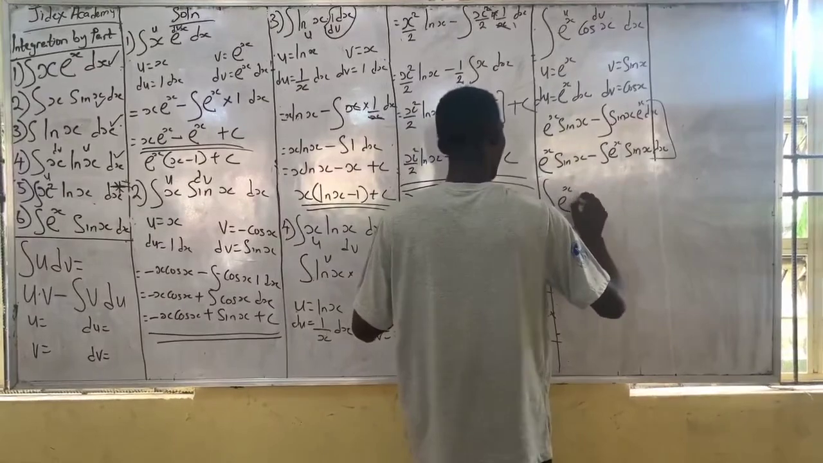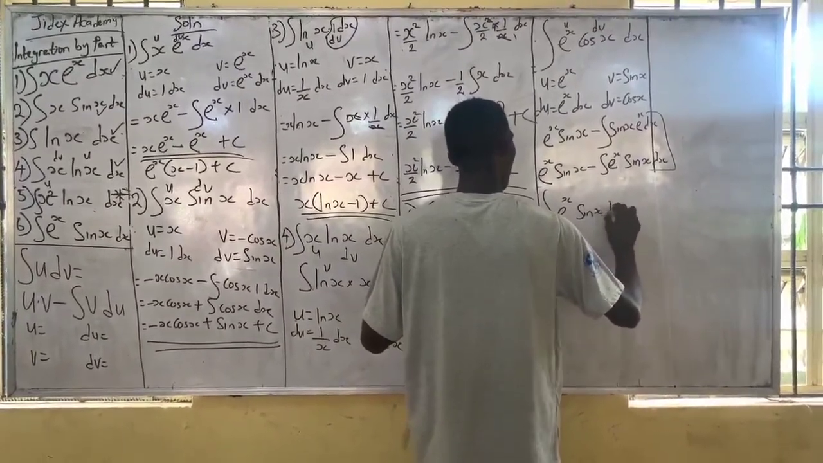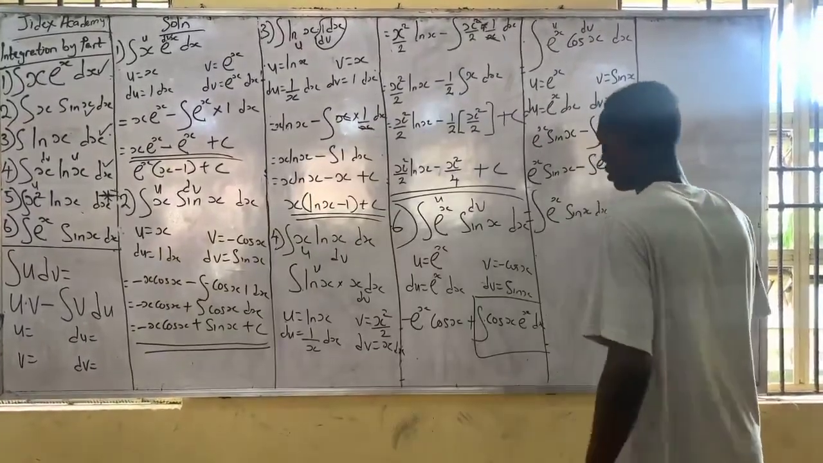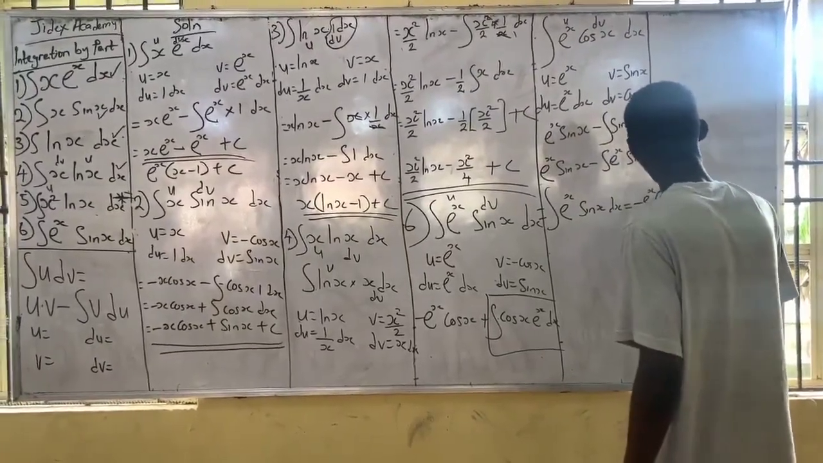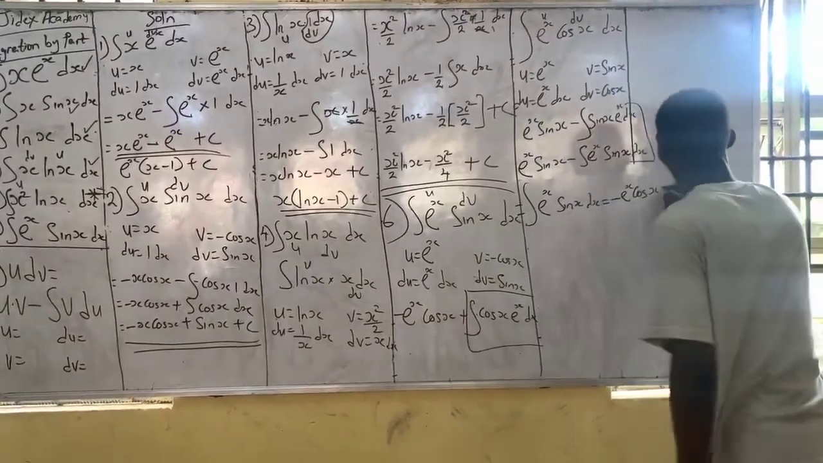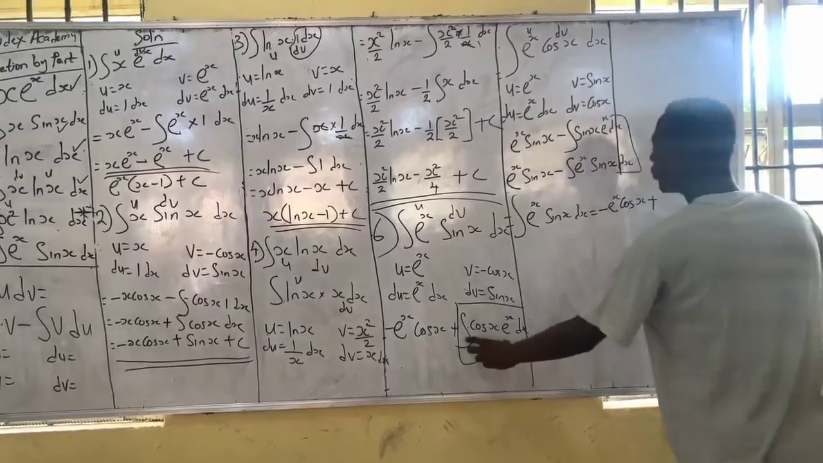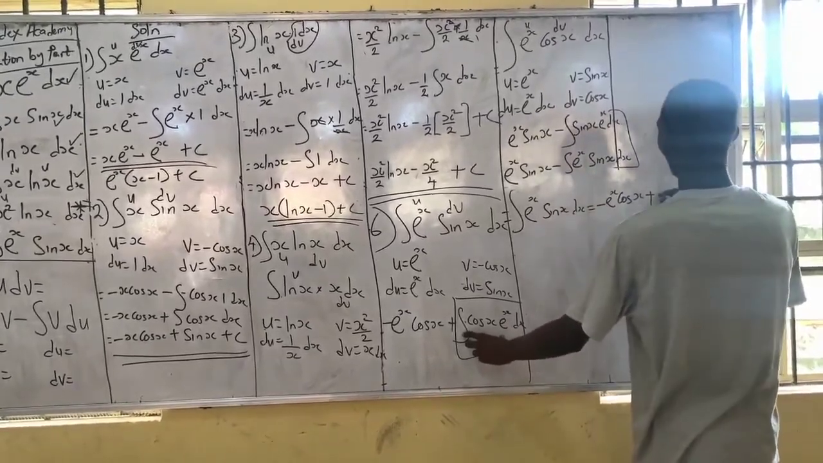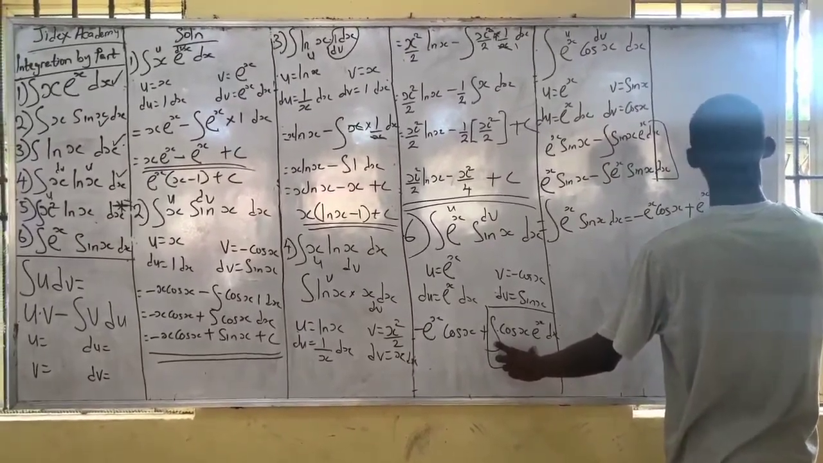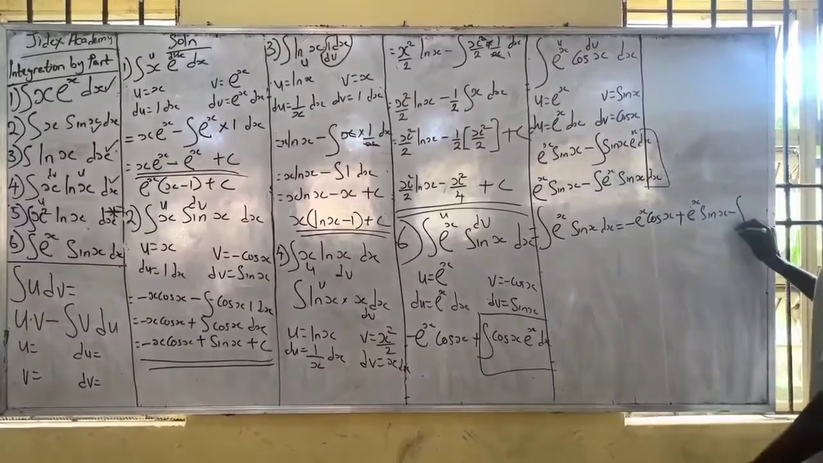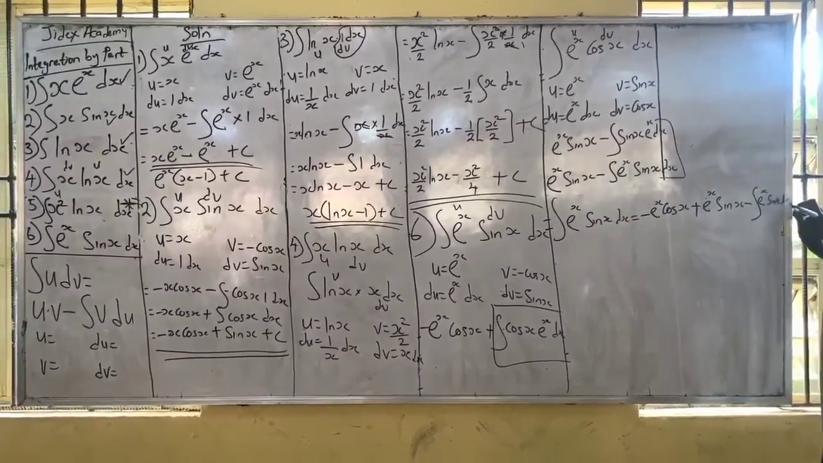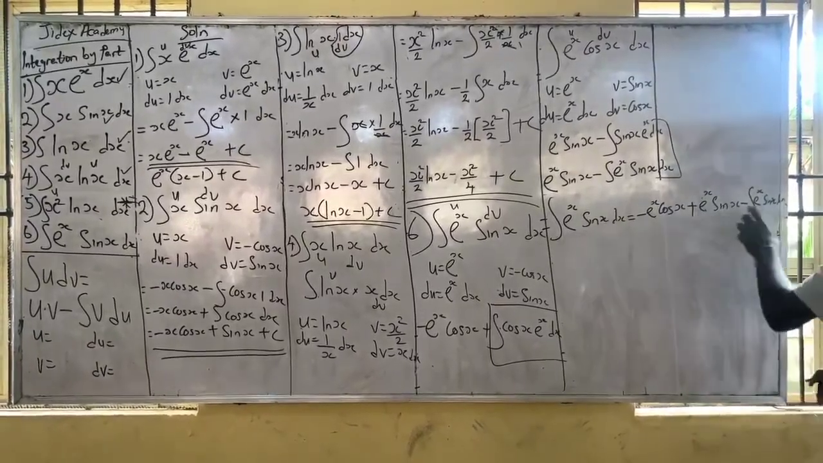The integral of e to the power of x sine x dx is equal to what? The whole of this, that is minus e to the power of x cos x. We have written this, plus the result of this, which is e to the power of x sine x minus the integral of e to the power of x sine x dx. So now this and this, they are the same.